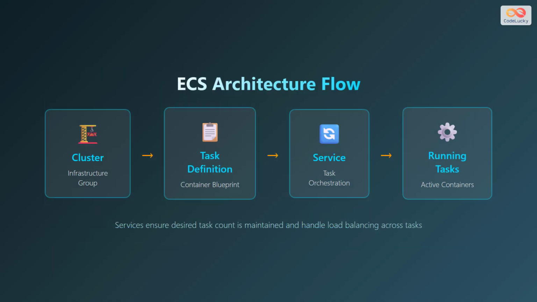The ECS architecture follows a logical flow. First, you create a cluster, which is your infrastructure group. Then you define a task definition, which serves as your container blueprint. Next, you create a service that orchestrates your tasks. Finally, the service launches and maintains your running tasks, which are the active containers. Services ensure the desired task count is maintained and handle load balancing across tasks automatically.